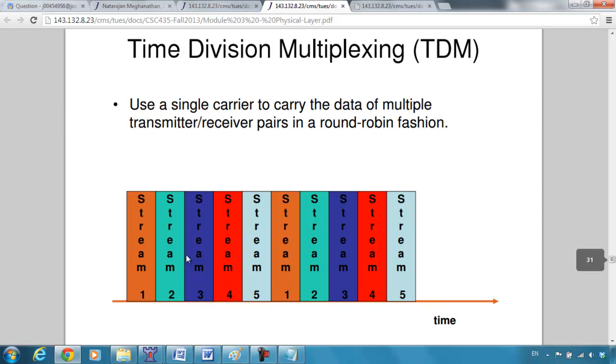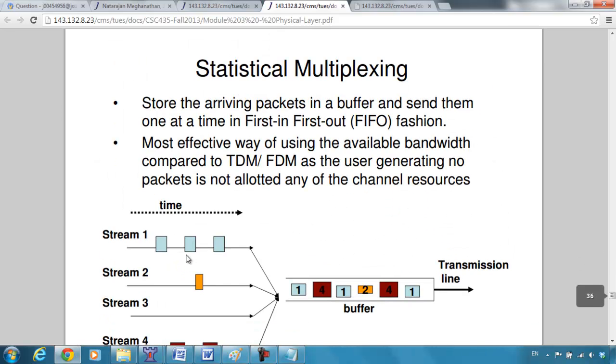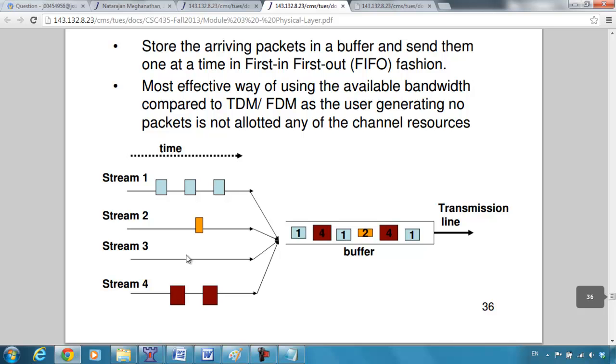Same thing with frequency division multiplexing. If different user pairs are assigned different frequencies, then a user pair can use only that particular frequency. They cannot use the other frequencies. So this is static allocation, whereas statistical multiplexing is more dynamic. The users are assigned a channel on a first in first out basis, in the sense that if you consider this as a time axis indicating the order in which the packets are coming, this packet is scheduled first and then this one and then this and then this and so on.